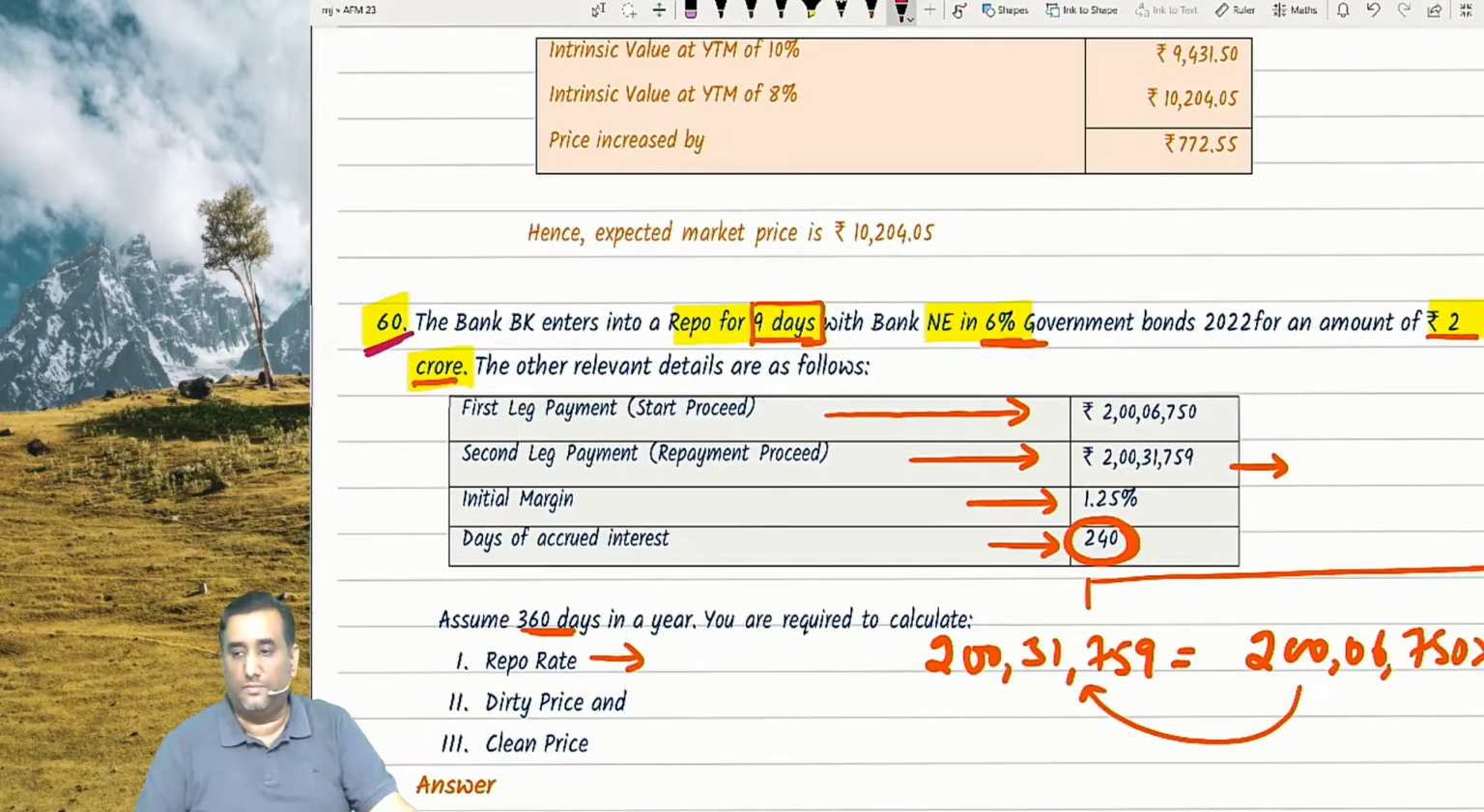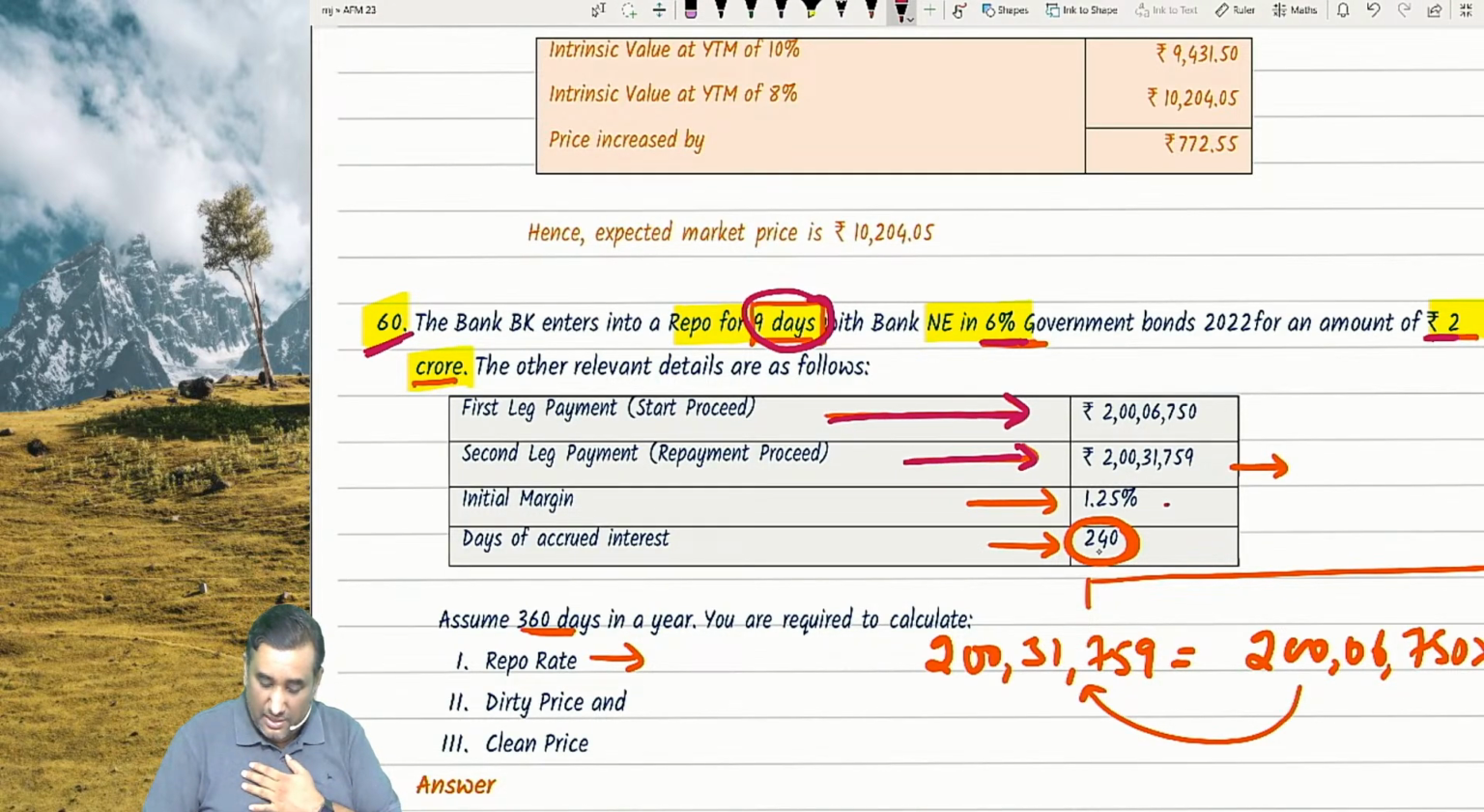60th question. The bank enters into a repo for 9 days. That means interest would be calculated for 9 days. 6% is the bond rate. 2 crores, other relevant figures. First leg means when they would have started. Second leg means when they would have come back. Initial margin and days accrued interest, 360 days. Calculate the repo rate. If you know the first leg and the last leg, reverse calculate.